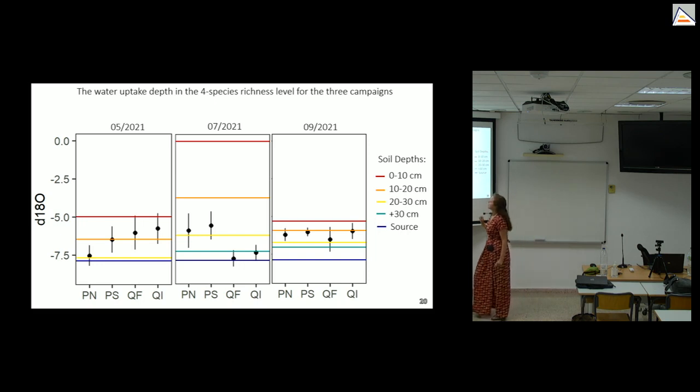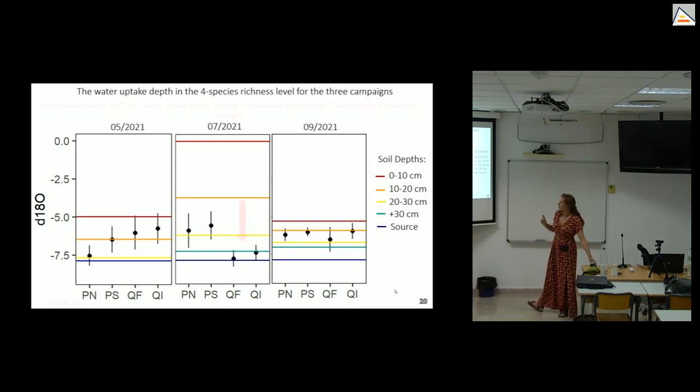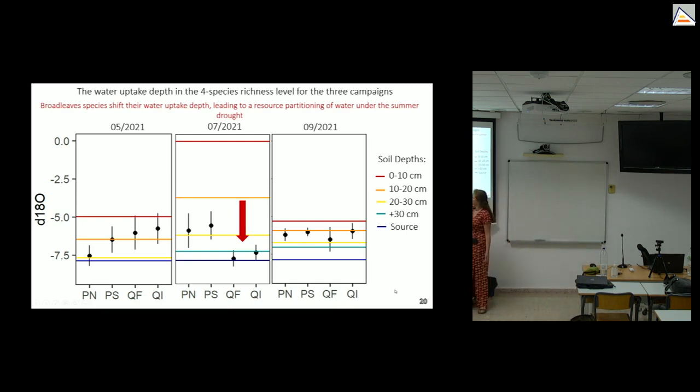What we can see is that in spring, it seems that all the species tend to take the water at the same layers in the soil, quite superficial layers, except for the Pinus nigra. But the most interesting is that in summer, there is a shift for the broadleaf species, Quercus faginea and Quercus ilex, that take water at deeper layers in the soil, which could lead to a resource partitioning, a niche partitioning of water under the summer drought. And in fall, again, all the plants seem to take the water at the same layers in the soil, when the soil is full of water.